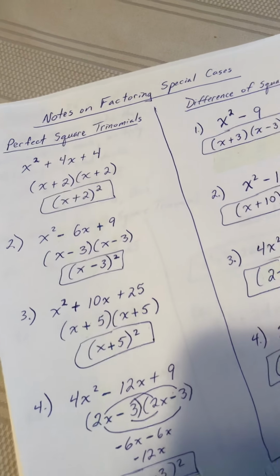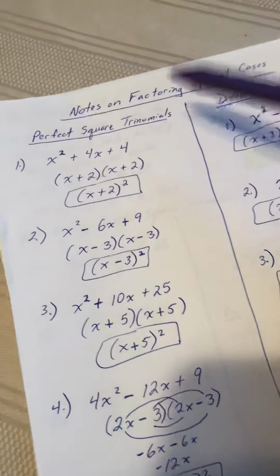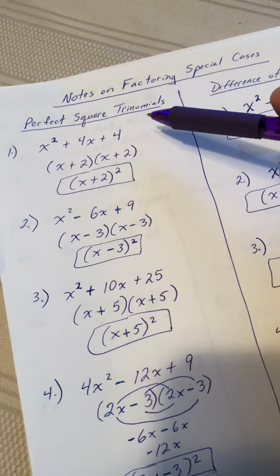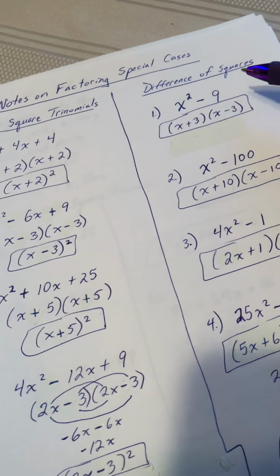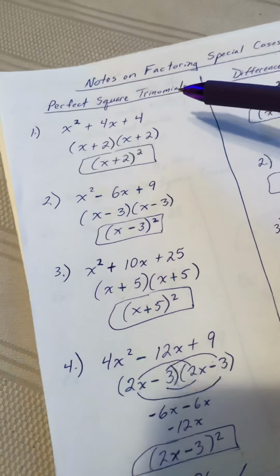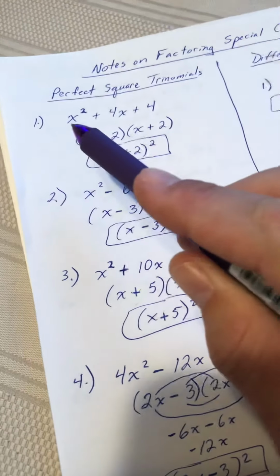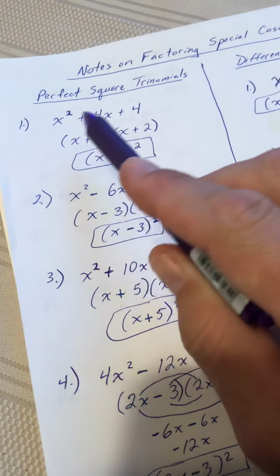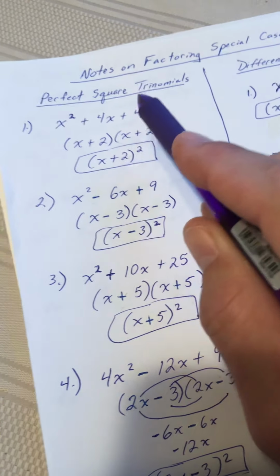Notes on factoring special cases, part 1. Part 1 will be perfect square trinomials. I'll do another video of difference of squares. Perfect square trinomials are when your A number and your C number are perfect squares.